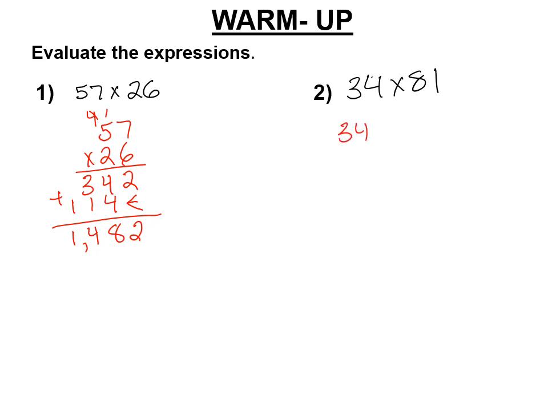34 times 80, whoops. Notice you can put the bigger number on the bottom as long as they have the same amount of digits. 1 times 4 is 4, 1 times 3 is 3. We're stepping over. 8 times 4 is 32, carry the 3. 8 times 3 is 24, plus 3 is 27. And we have 4, 5, 7, and 2. And so it's 2,754.